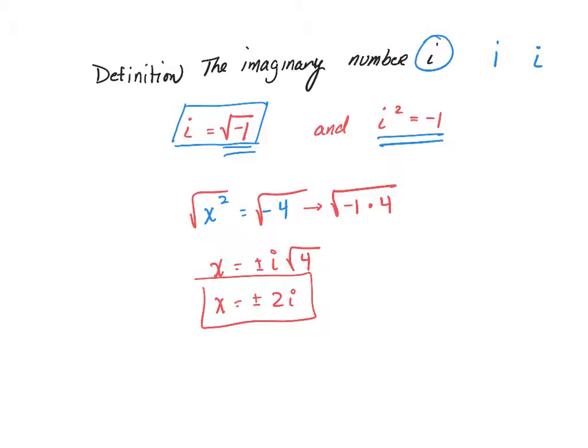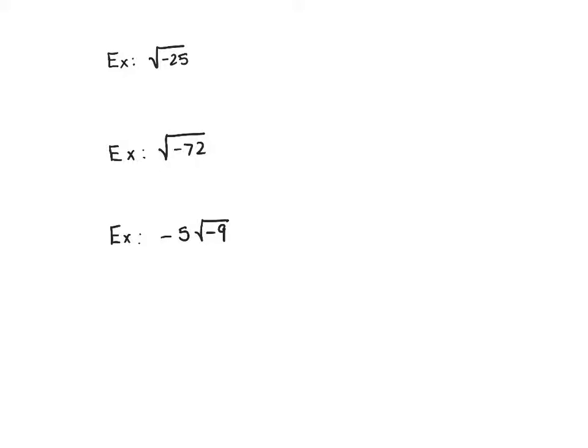All right, so square roots of negatives: take out the negative by making it the number i. So let's look at a few examples here. Here I've got the square root of -25, so I'm going to think of this as a square root of a -1 times a 25. You don't have to write that. In fact, my work looks like this.